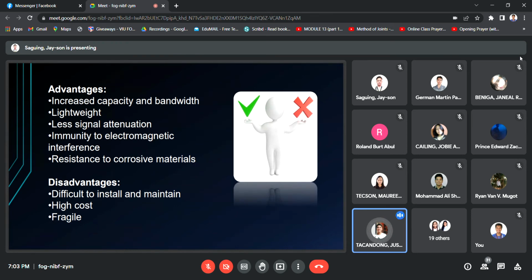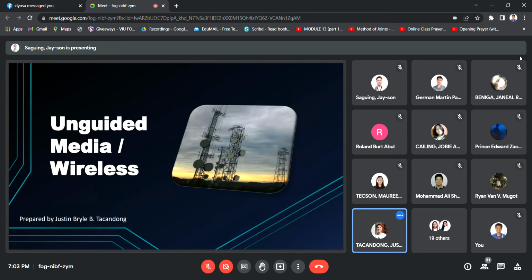And it also has disadvantages. First, difficult to install and maintain. Second, high cost. And third, it is fragile. Next slide, bro, please. So the last type of transmission media is what we call the unguided media, or the wireless transmission.